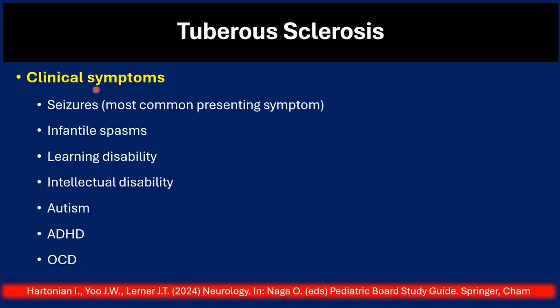Clinical manifestations or symptoms of tuberous sclerosis: seizures. This is the most common presenting symptom. So any child having seizures, you have to examine the skin for ash leaf spots or skin hypopigmentation. Infantile spasm, learning disability, intellectual disability, commonly associated with autism, ADHD, or obsessive compulsive disorder.